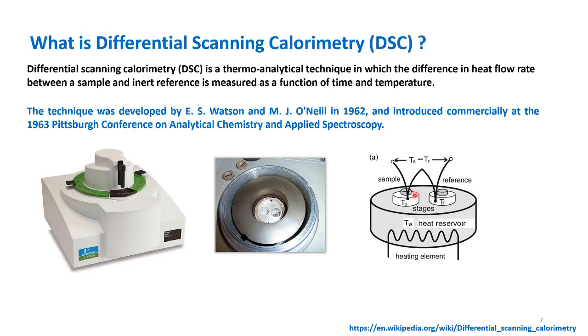So the temperature difference between these two can be determined, and the difference in the heat flow rate is actually analyzed for our sample, so as to get the property of the sample. So it can be either a function of time or temperature. This technique was developed by Watson and Neal in 1962, and it was soon commercialized in 1963 at the Pittsburgh Conference on Analytical Chemistry and Applied Spectroscopy.